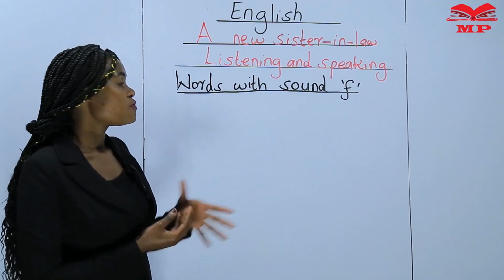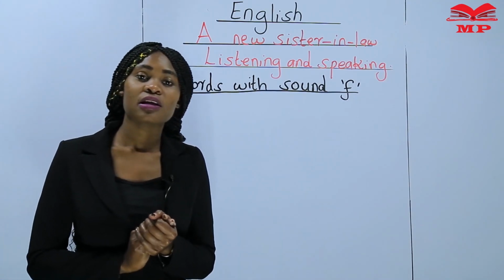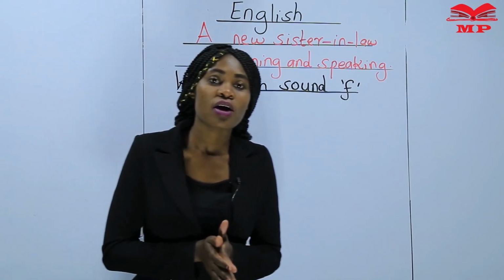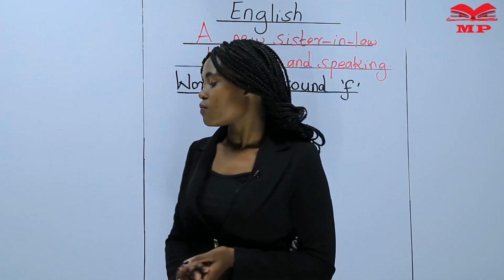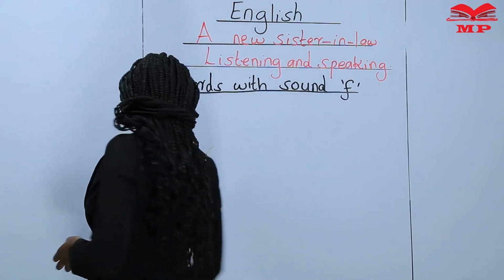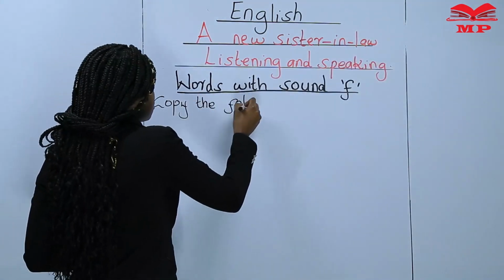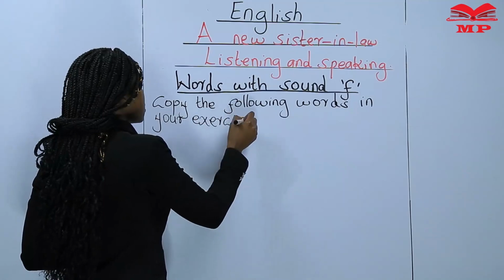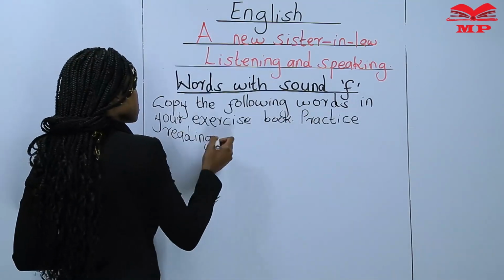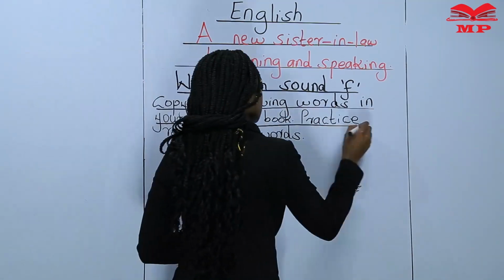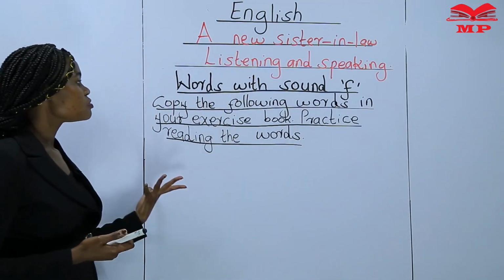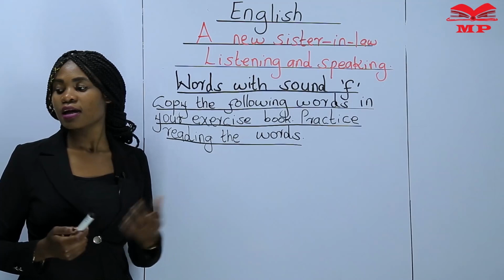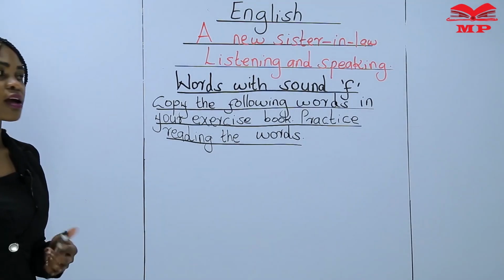Now, I left you with some work during the previous lesson. I want us to go through the work first before we do the next bit of it. Now, the instructions were: copy the following words in your exercise book and also practice reading the words. The words are here.